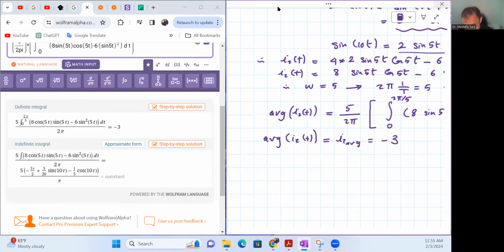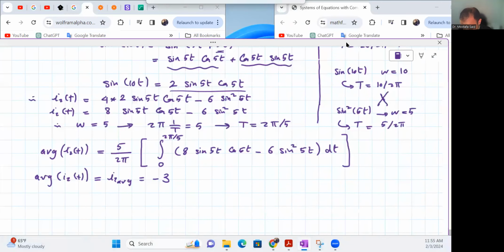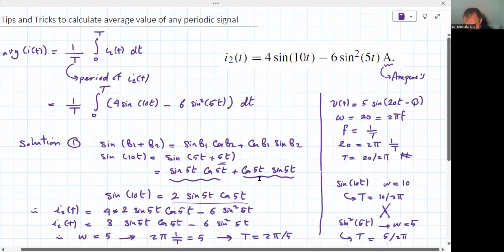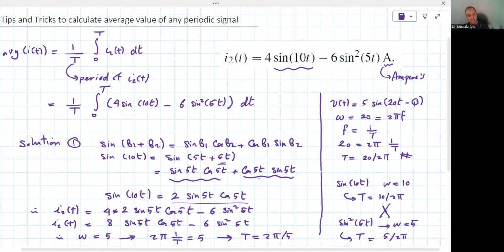Remember guys, that is the first solution. So I have another solution. In the first solution, we converted the sine 10t into something that has 5t. So every sine and cosine term in your equation has 5t. You know omega is 5, and you avoid any confusion.